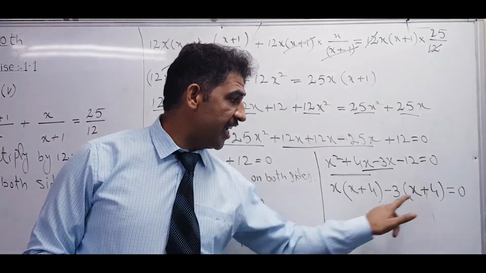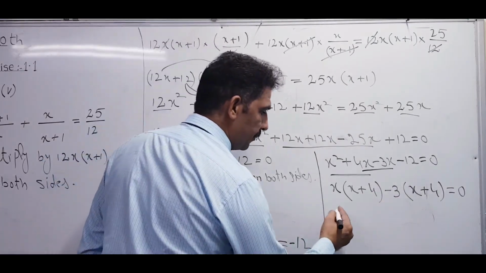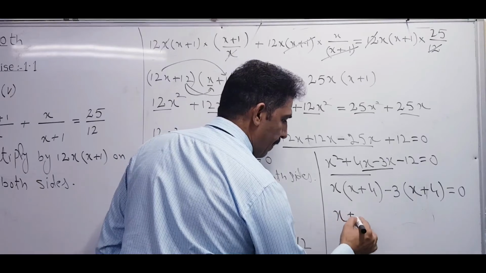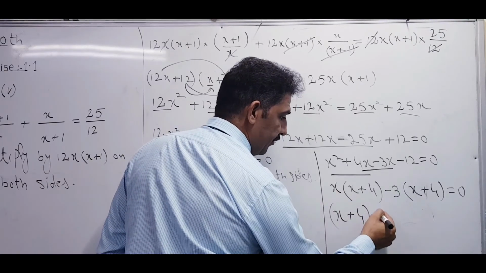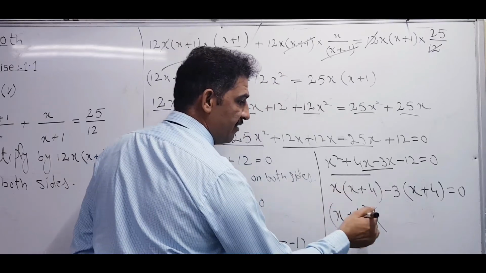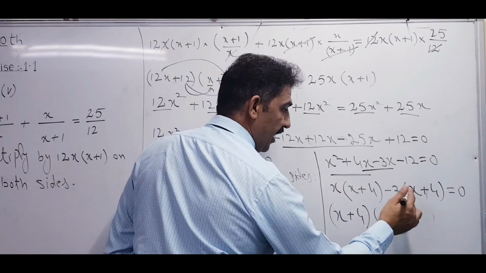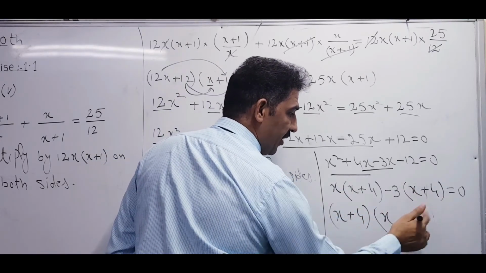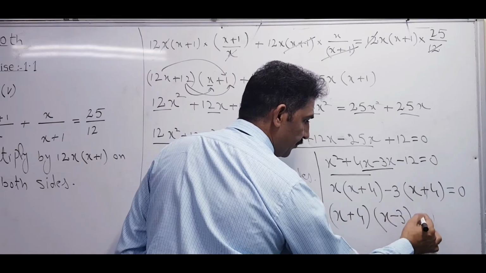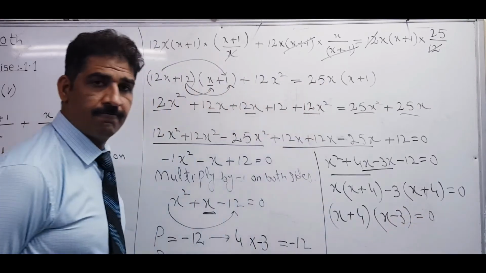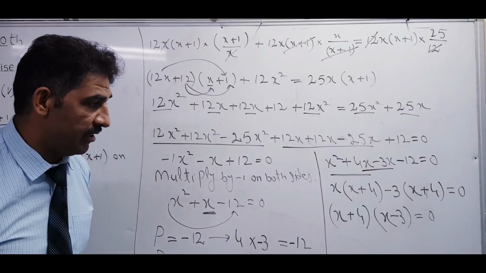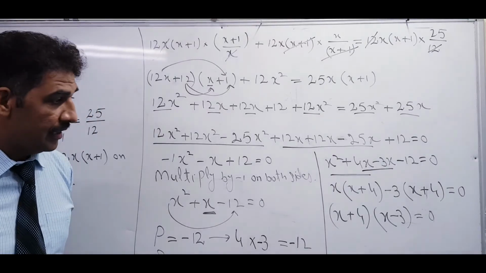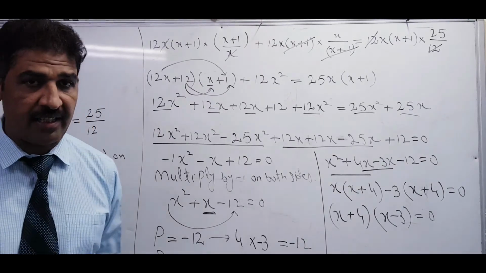So x plus 4 and x plus 4, we will take common. And what is remaining here? X plus 4 common, x will remain. And what is remaining here when x plus 4 is taken common? So minus 3. Correct? So x plus 4 and x minus 3. There are two terms, so the common is x plus 4 into x minus 3.